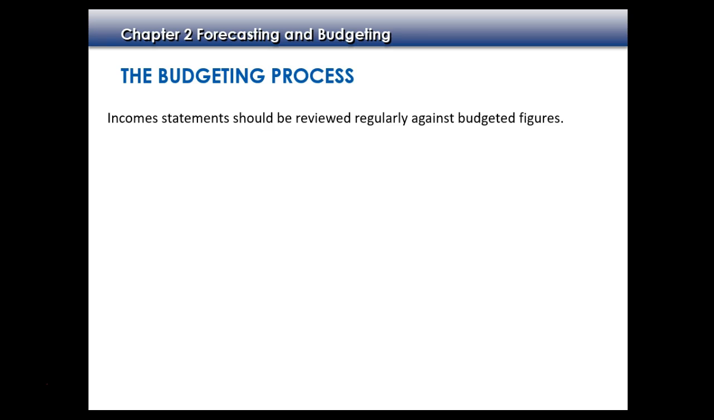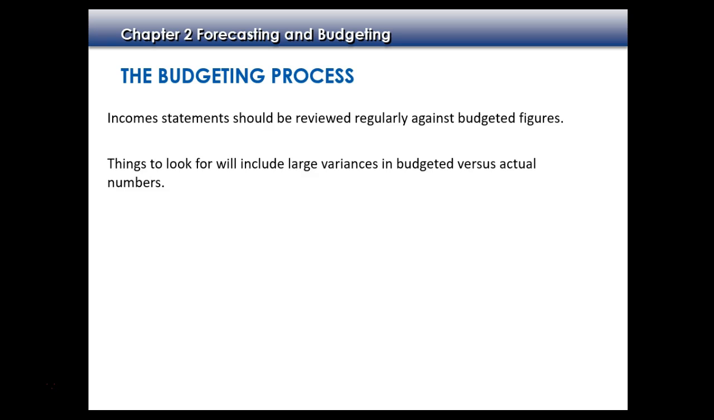Now, the income statement should be reviewed regularly against the budgeted figures. You've got to know where you are at all times in order to stay above water. If you're trending down, you need to know that you're trending down. So things to look for will include the large variances. That's why they're so important. That's going to tell you where you're doing badly or where you're doing great.